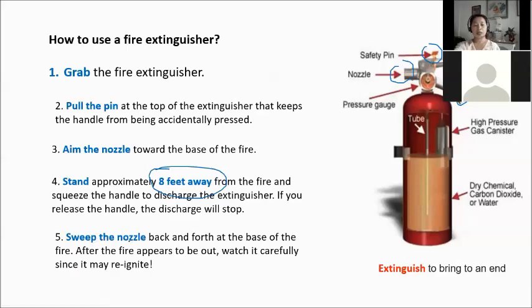And sweep the nozzle back and forth at the base of the fire. At the base sa fire. Hindi doon sa fire mismo sa taas, no? 'Di ba? Yung fire, kung fire ito, for example, wag dito niyo itama yung extinguisher kundi dito sa base, no? Pinagmulan ng fire mismo. So after the fire appears to be out, watch it carefully since it may reignite. Okay, mabuti sana kung meron tayong face-to-face kasi merong mga training na ganito.